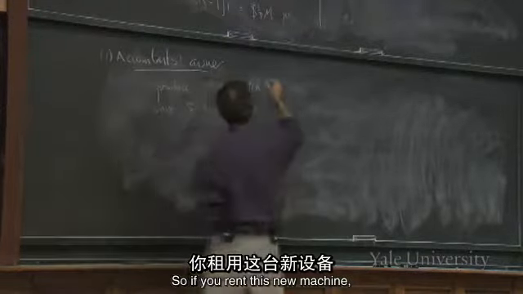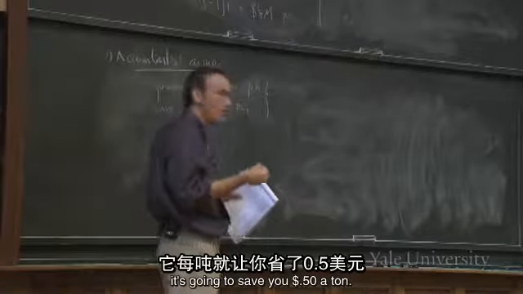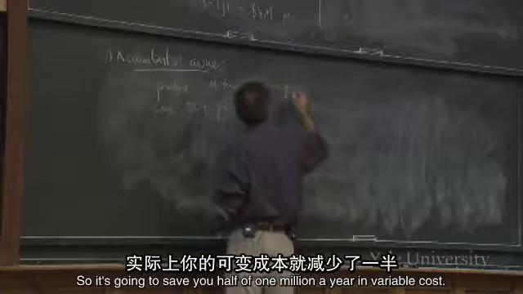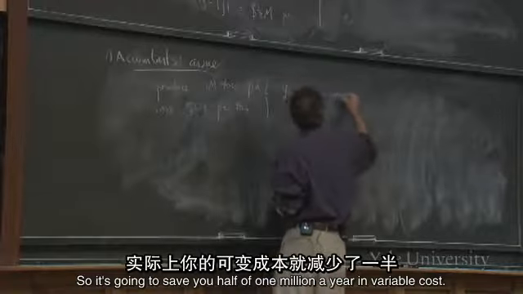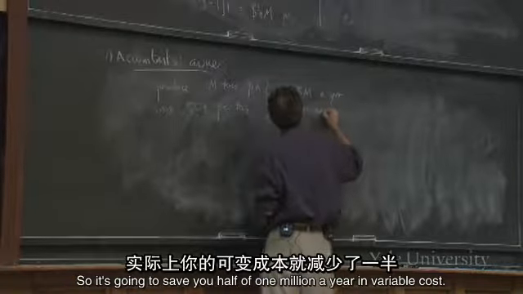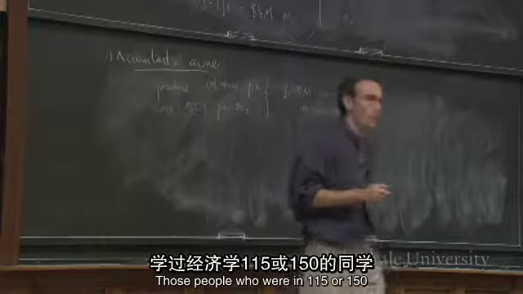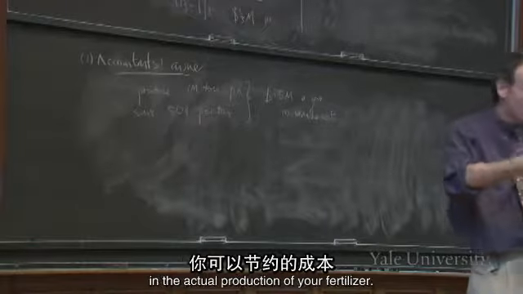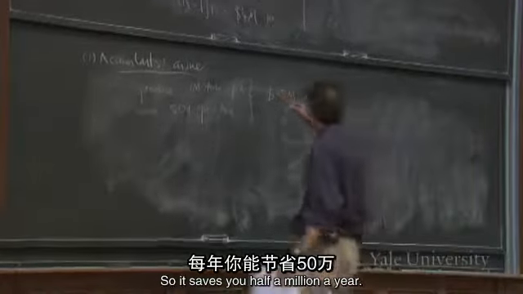So if you rent this new machine, you're producing 1 million tons a year. It's going to save you 50 cents a ton. So it's going to save you 0.5 million a year in variable cost. Those people who own 115 or 150 know what I mean by variable cost. It's the cost you're going to save in actual production of your fertilizer. So it saves you $500,000 a year.